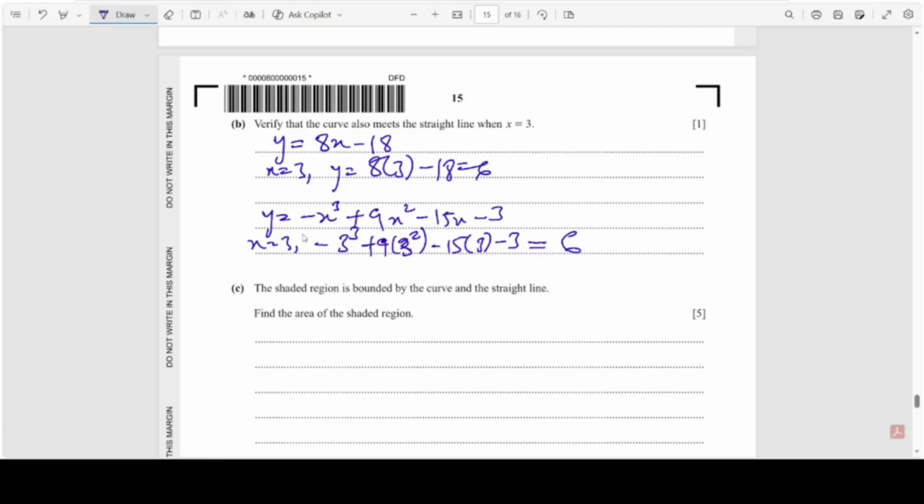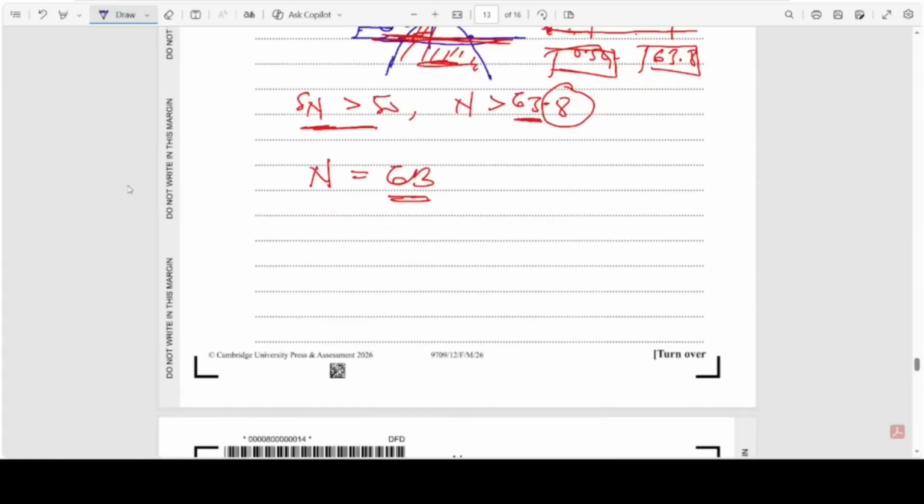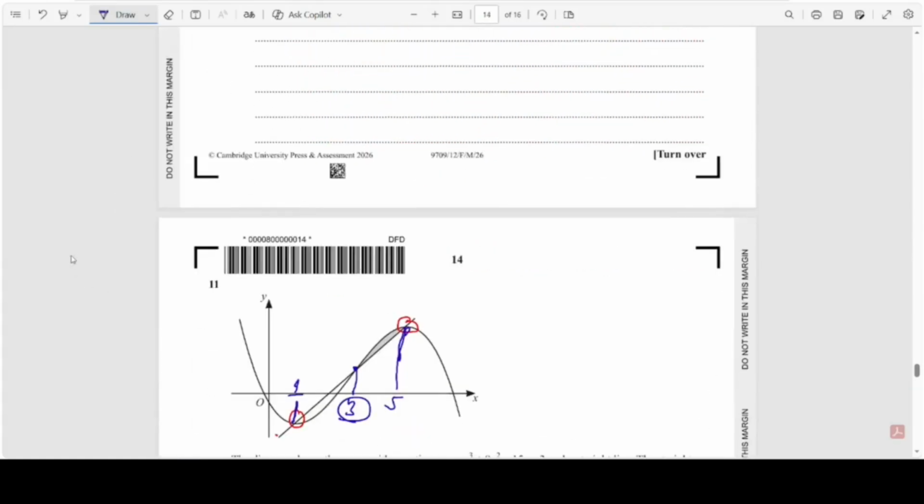So therefore, the line and the curve meet at x equal to 3 due to the fact that the y values at x equal to 3 in both equations give the same result, which is 6. Right? So this is what you need to verify to show that when we substitute the value of x into the two equations, we get the same results, which we found to be 6 and 6. So the other point over there is (3, 6).